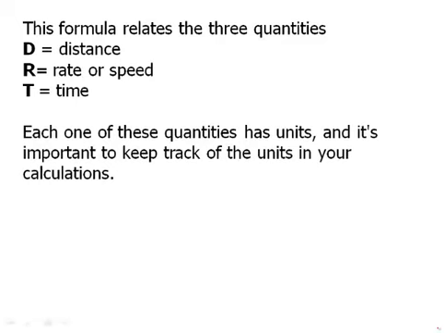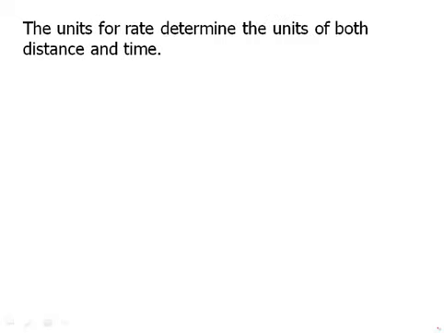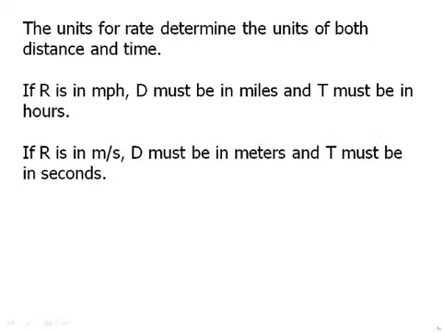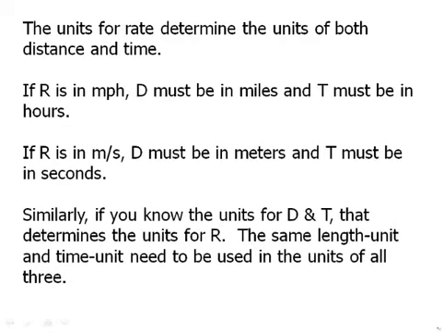Each one of these quantities has units, and it's important to keep track of the units in your calculations. The units for rate determine the units of both distance and time. If rate is in miles per hour, distance must be in miles and T must be in hours. If rate is in meters per second, distance must be in meters and time must be in seconds. Similarly, if you know the units for distance and time, that determines the units for rate. The same length unit and time unit need to be used in the units of all three.